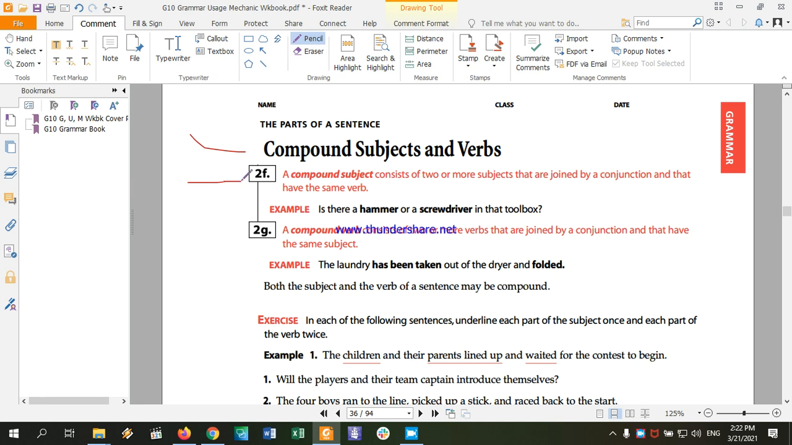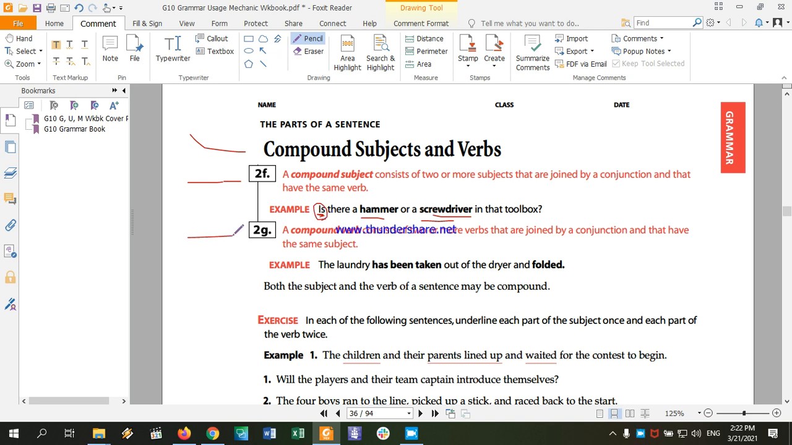So what's a compound subject? It consists of two or more subjects that are joined by a conjunction and that have the same verb. For example, is there a hammer or a screwdriver in that toolbox? Where's the subject? A hammer or a screwdriver, and this is a compound subject. It has only a shared verb.